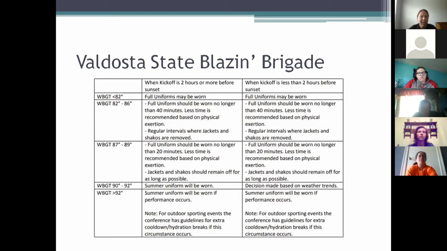If it's between 90 and 92, they're to wear what's called their summer uniform, okay? If it's greater than 92, their summer uniform will be worn during performances, okay? So this is actually taken from a university's marching band policy. So all good information here.